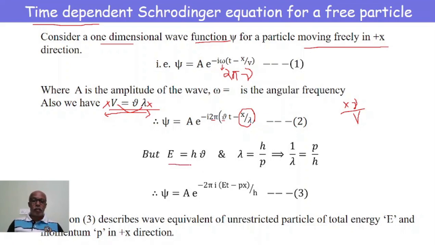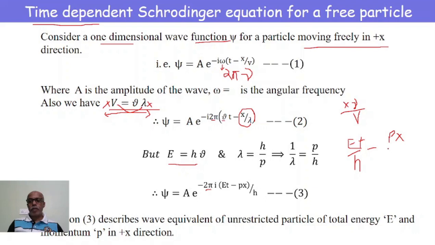And also we know that E is equal to h nu. Also we have lambda equals h by p, or 1 by lambda equals p by h. Therefore equation 2 becomes psi equals A into exponential minus 2 pi i into (Et minus px) whole divided by h. This nu t becomes Et by h, so the first term becomes Et by h, and the second term x by lambda becomes px by h.